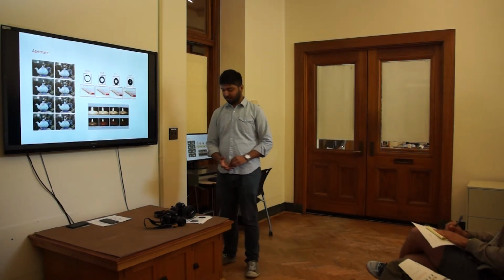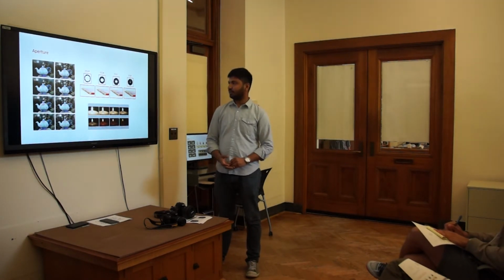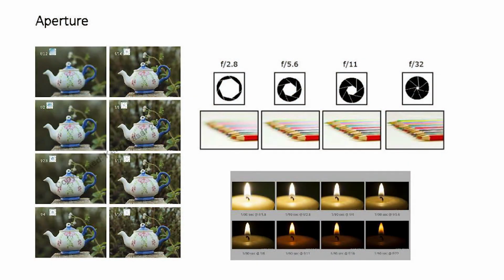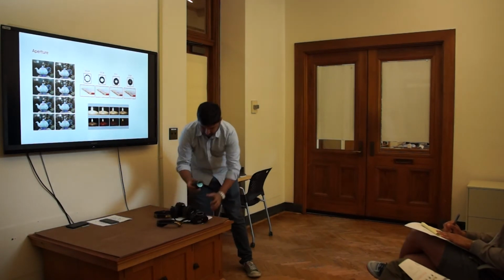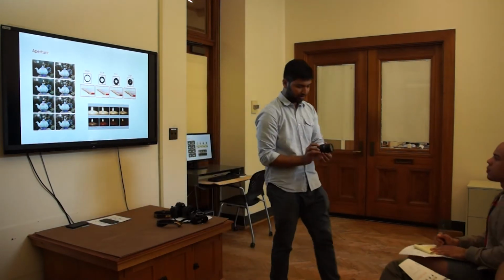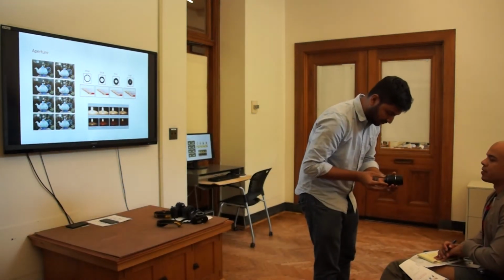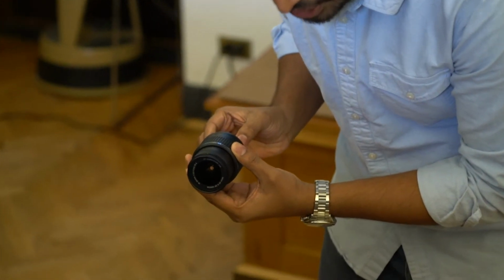So next I'm going to talk about aperture. Aperture is another important thing that's related to the camera lens. It's nothing but an opening within the lens between the frontmost element and the lastmost element. I'm going to show you. See, this is the frontmost element and this is the lastmost element, and in between you can see the aperture opening.